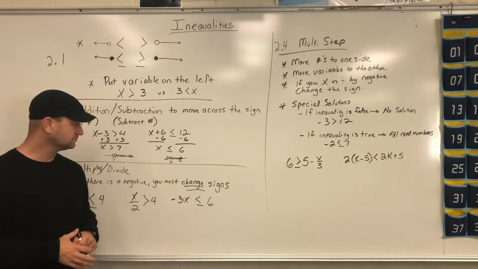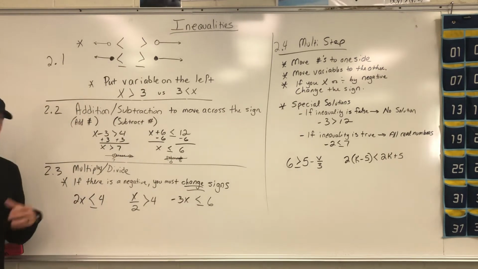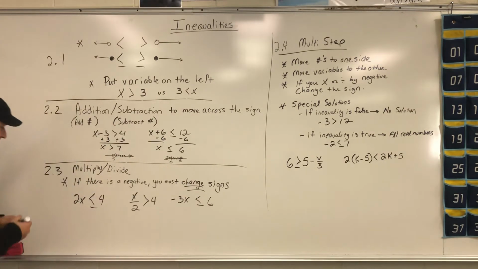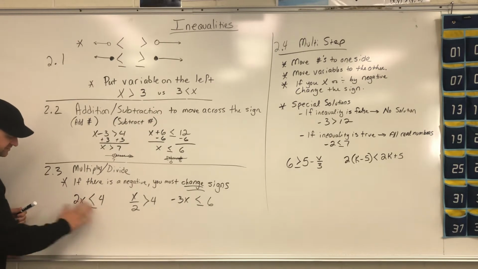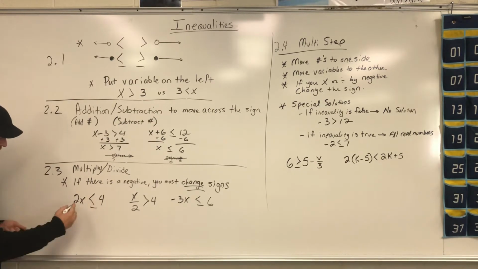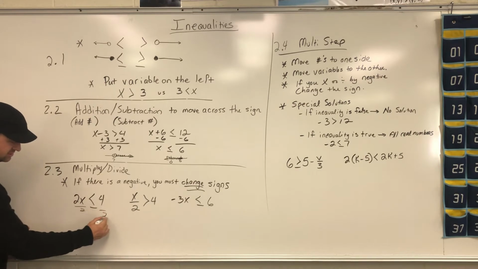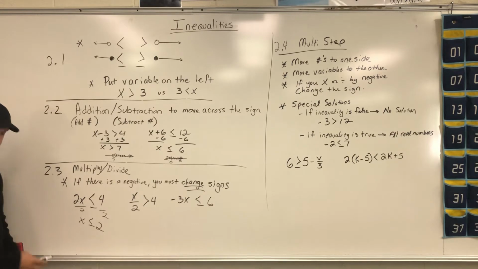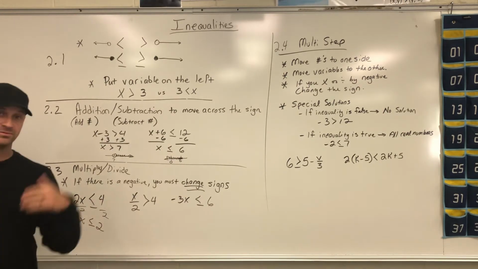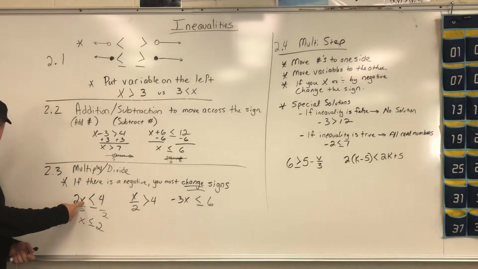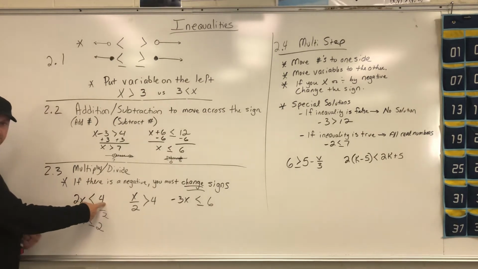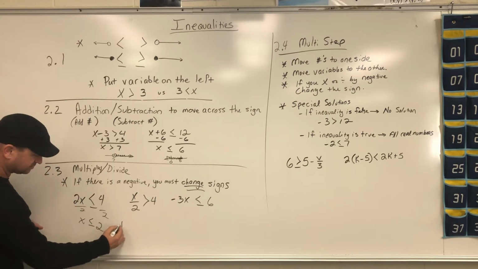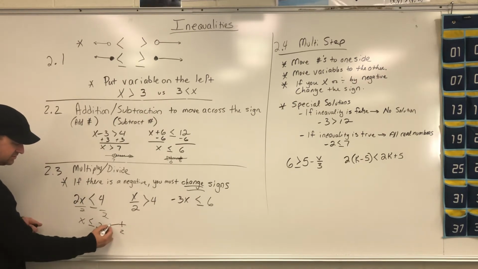Now, taking it a step further, we can also multiply or divide. This is where we have to be careful. First let's start with a simple example. If this were an equation, we would divide everything by 2. Then we would get x is less than or equal to 2. Let's pick a number that's less than 2. How about 0? 2 times 0 is 0, which is less than 4, so this would be true. Again, when we graph it, we want to plot 2 and then go to the left.